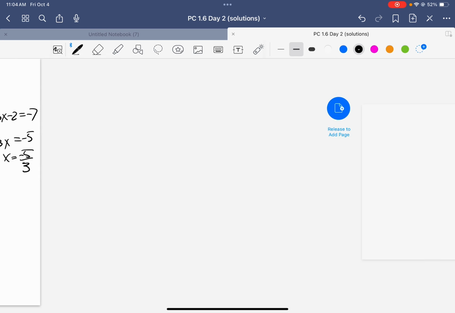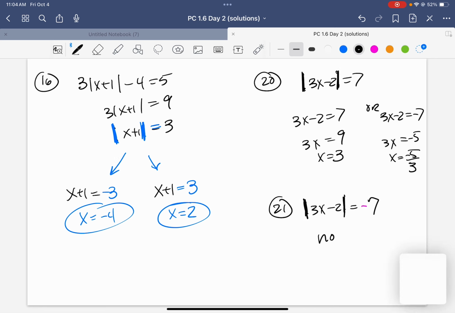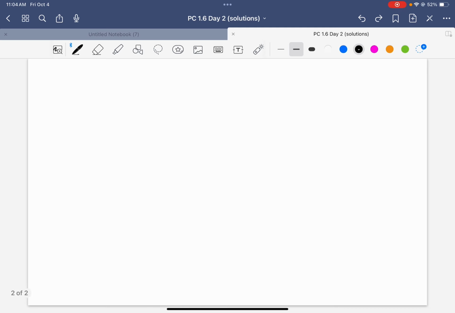Then for 21, I'll just do it down here. For 21, we have the absolute value of 3x minus 2 is equal to -7. But notice, how can the absolute value ever be negative? It can't. If you say your size is negative, I say there is no solution. There's no way I could put an x value in here, take its absolute value, and get a negative. So then we go on to 26.